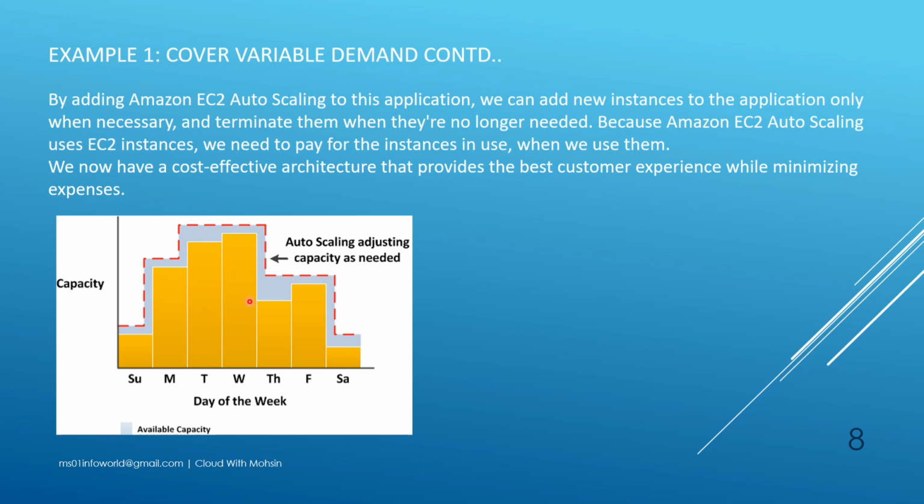Here you can see auto scaling adjusting capacity as needed. Whenever there is a requirement, it will launch EC2 instances, or terminate them when the requirement is not there. For example, on days other than Wednesday, it might run on only one EC2 instance. On Wednesday, when there is high demand, all this capacity will be used, and it will then be dynamically reduced. This way, it is a cost-effective architecture.